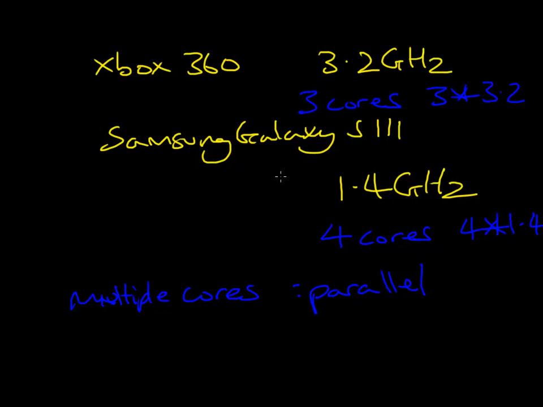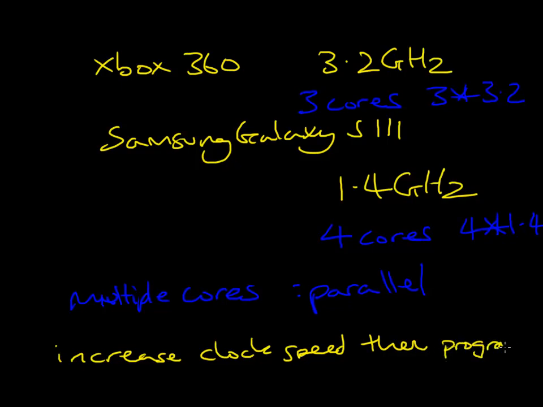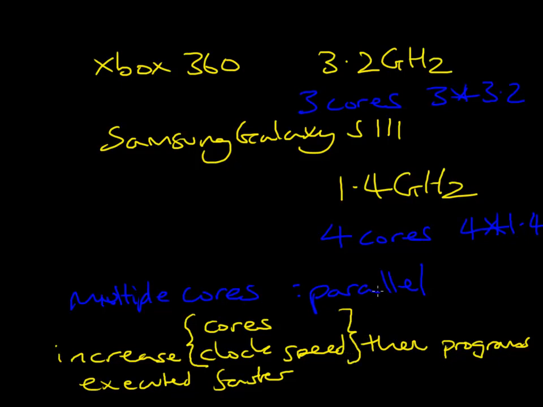So essentially what you're saying is, and this is the general thing which you need to know, if I increase the clock speed, then the processor executes my programs faster. And it's exactly the same with the number of cores. If I increase my number of cores, then my program can be executed faster. And that does rely on the programmer being able to use both of those cores at the same time.